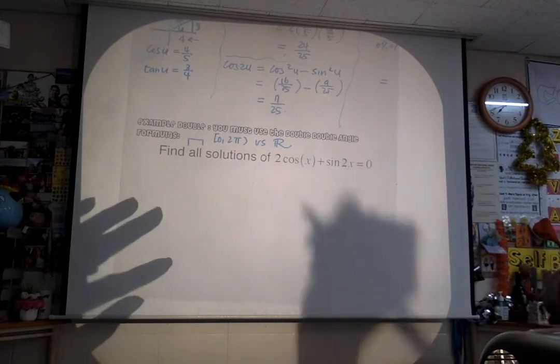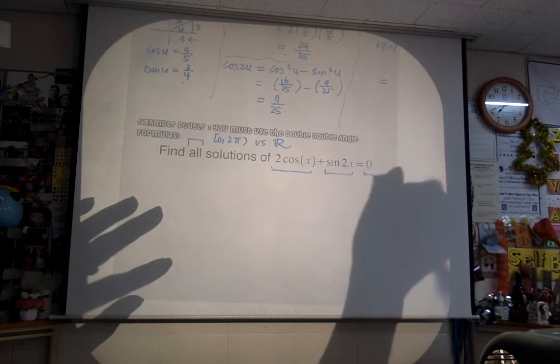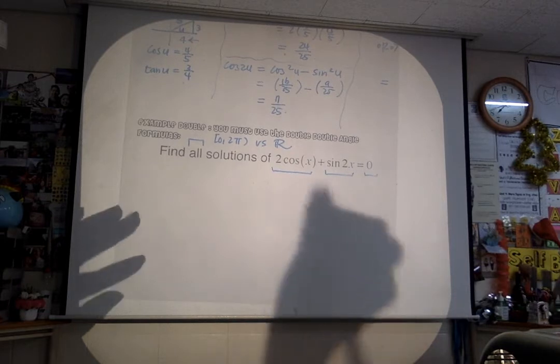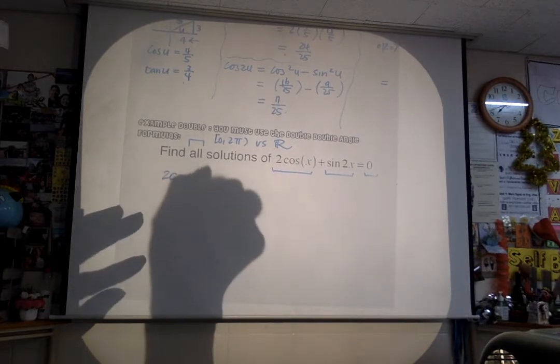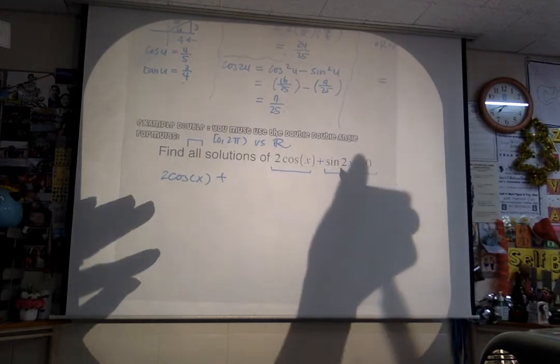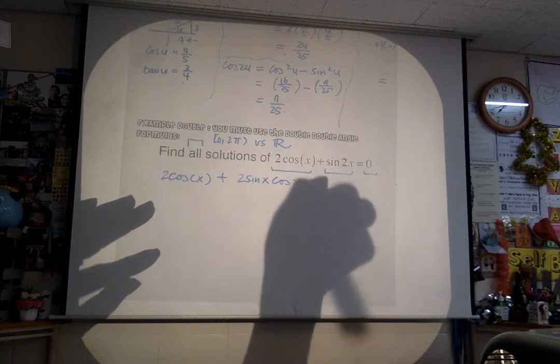Now, the problem is 2 cosine of x plus sine 2x equals 0. Notice that this is going to require some sort of double angle work, okay? So let's rewrite it. Why don't you take a stab at it right now on your own and then come back to the video if you feel like you're stuck, okay? The sine of 2x is going to be 2 sine x cosine x, so 2 cosine x plus 2 sine x cosine x equals 0.